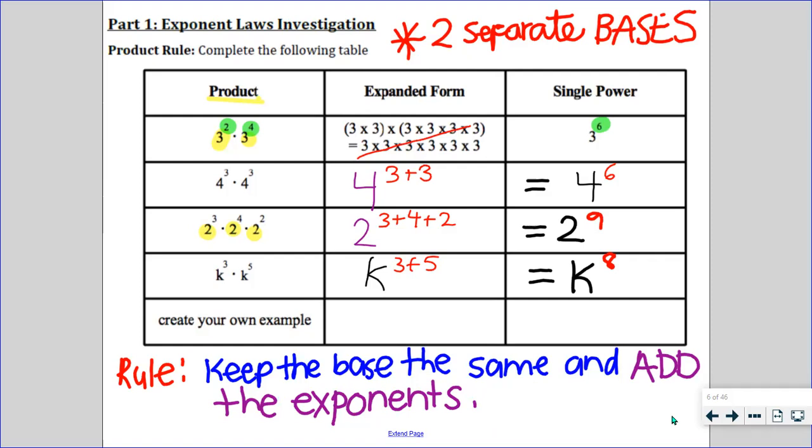So because this question is asking us to multiply, what we are going to do is keep the same base, and we are going to add the exponents. This is called the product rule. So the expanded form would look like 3 to the power of 2, 3 times 3. Next, we have 3 to the power of 4. That would look like 3 times 3 times 3 times 3. Okay? So if we add the exponents, our base will still be 3, and we'll have the exponent of 6.